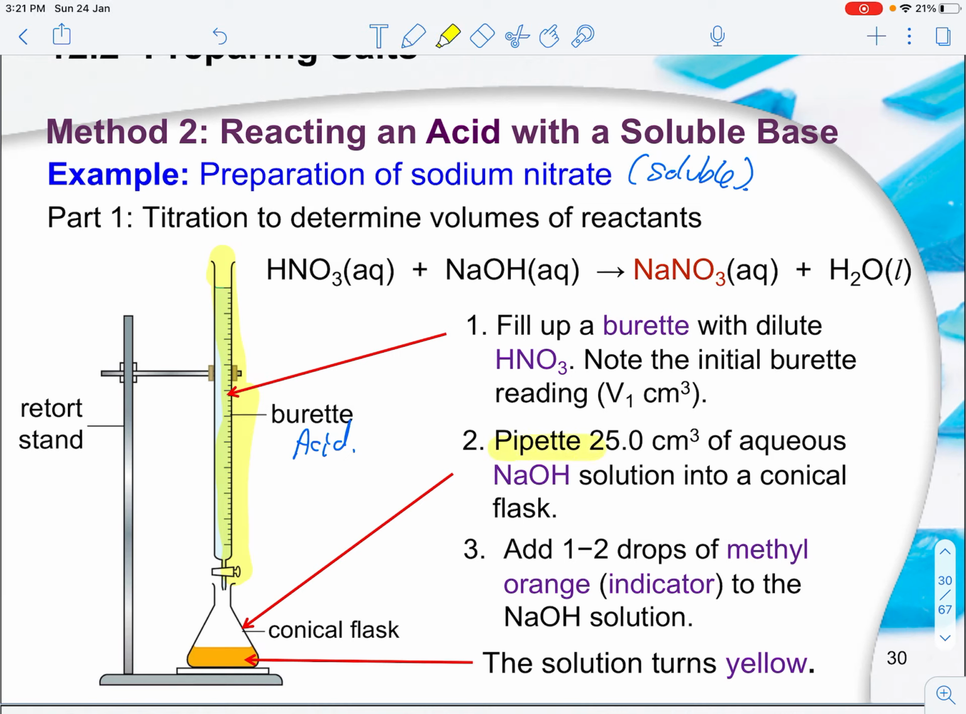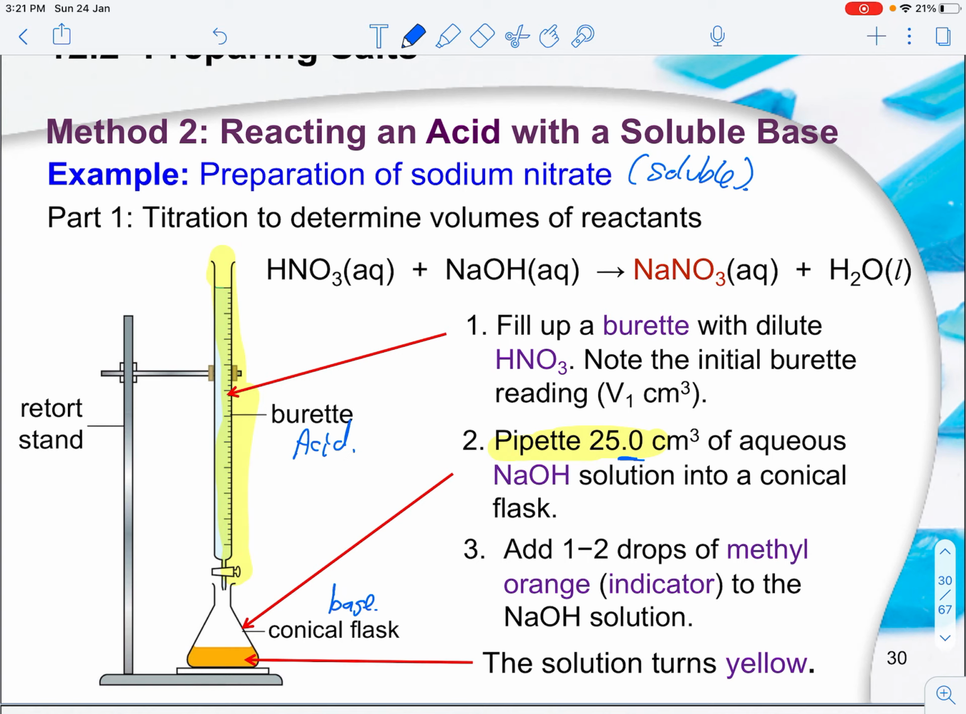After that, you pipette. This is another apparatus. Pipette 25 cm cube of aqueous solution. Do take note that down here they added a 0.0 because it follows the accuracy of the pipette, which is able to measure a fixed accurate volume to 1 decimal place. What you add inside is the base, the soluble base. After you have measured it, you add it into the conical flask. So the conical flask is the one that has the base.